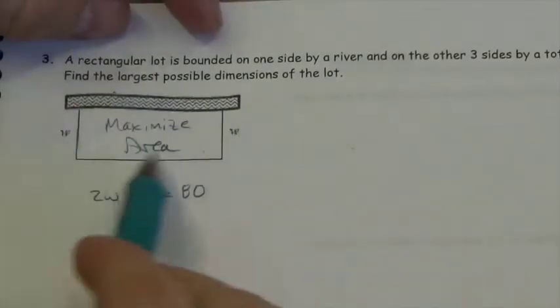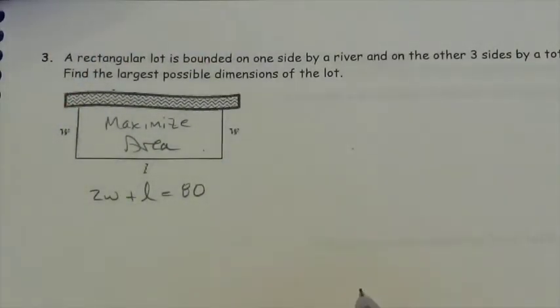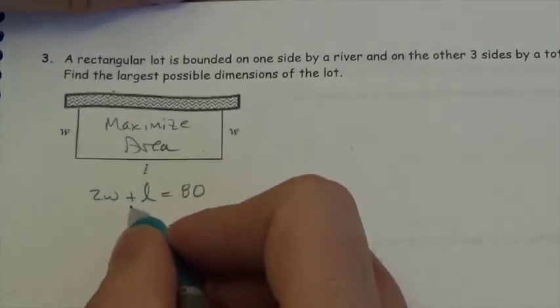And by the way, the diagram here is functioning as my let statement. I know that W is my width, I know that L is my length here. Now, the thing that I want to maximize is the area.